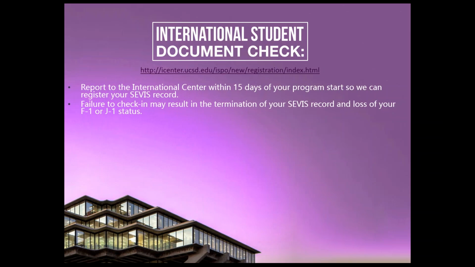Now, you've made it to UC San Diego, and we know you will probably be very excited and tired by the time you get to campus. But there are a few very important things that you need to remember once you arrive. All new international students to UC San Diego must report to the International Center within 15 days of your program start date. This is a requirement of your F1 or J1 status, so we can register your CVIS record.